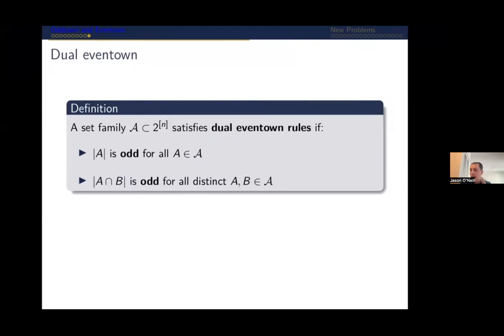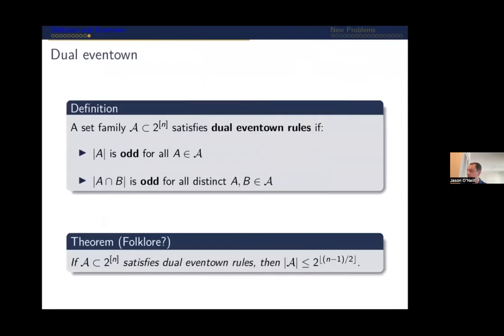So this is something that I'm not entirely sure is in the literature. So we are including it in the appendix, but it turns out the best you can do is essentially the same, but now instead of n/2, it's (n-1)/2. So it's similar, but you do have to take a little bit more care in terms of proving that upper bound. Okay, so this is oddtown, dual oddtown, eventown, dual eventown.